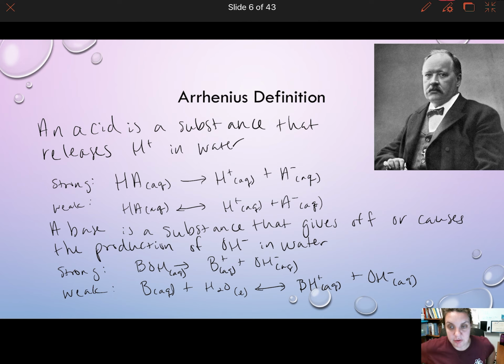Okay. So the problem with Arrhenius is that when we use the Arrhenius definition, we don't produce salts that have acidic or basic natures, because salts will not usually cause the production of H plus or OH minus, but they still can, in fact, be acidic or basic, and we'll look at that a little bit later on. And another issue with the Arrhenius definition is an acid or base is only an acid or base if we have it in water, which is not true.